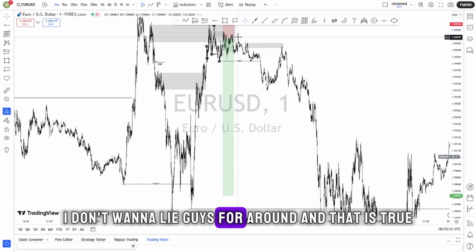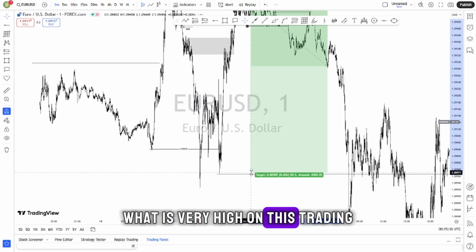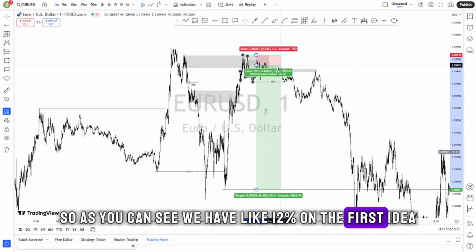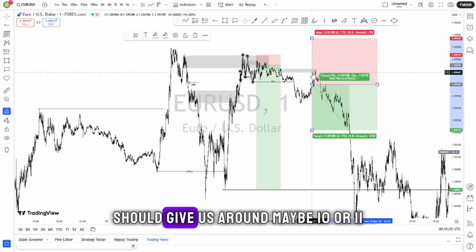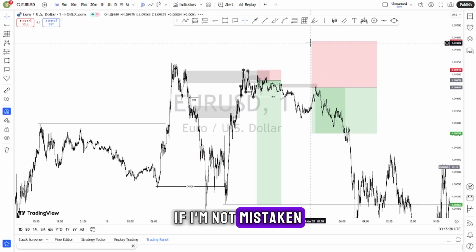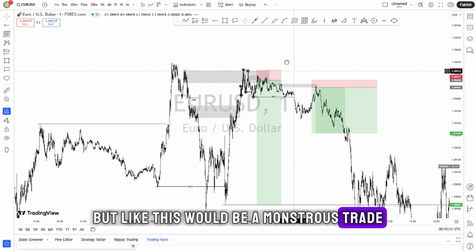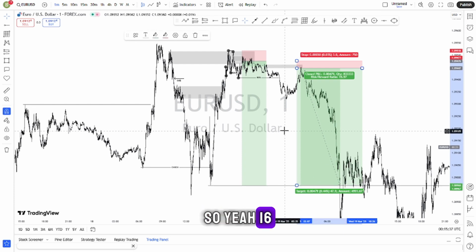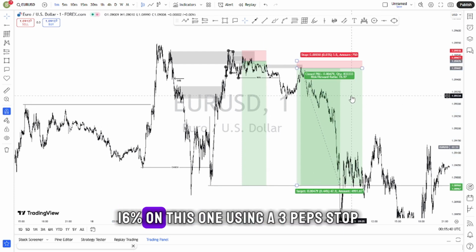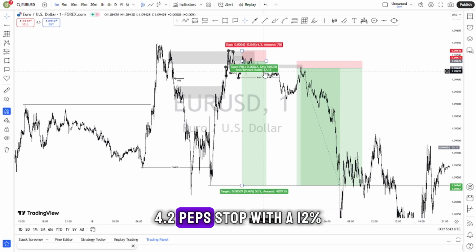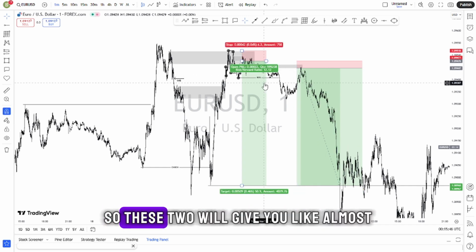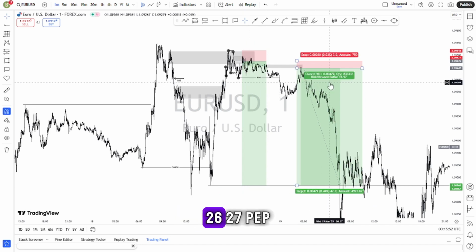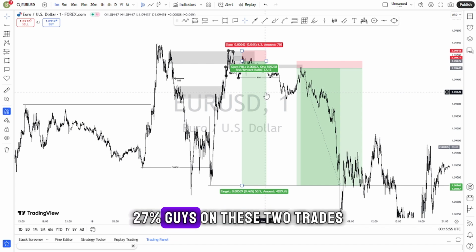I don't wanna lie, guys, the risk to reward is very high on this trading strategy. So as you can see, we have like 12% on the first idea. Then the second idea should give us around maybe 10 or 11 if I'm not mistaken. But this would be a monstrous trade, guys. 16 pips, 16% on this one using a 3 pip stop, 4.2 pip stop with a 12%. So these two will give you almost 26, 27 pips, 27%, guys, on these two trades.